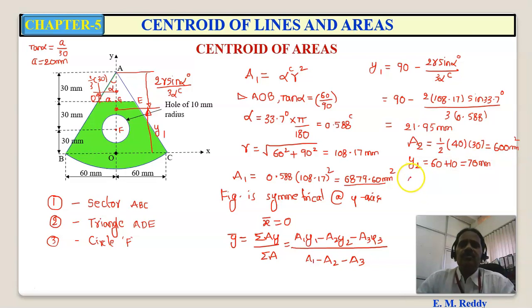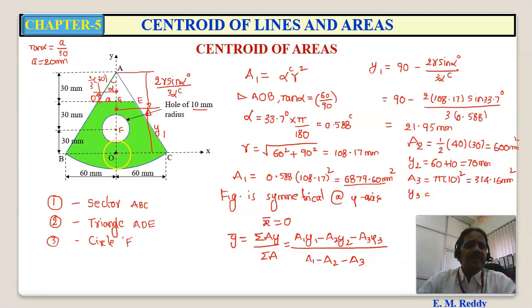Right. Now A3. A3 is the area of the circle, pi r square. What is the r? Radius is given 10 millimeters. So it is pi into 10 square. So that is 314.16. Now y3. Y3 is distance of centroid of the circle from x-axis. So center of the circle is the centroid. It is given as 30. So it is 30 millimeters.